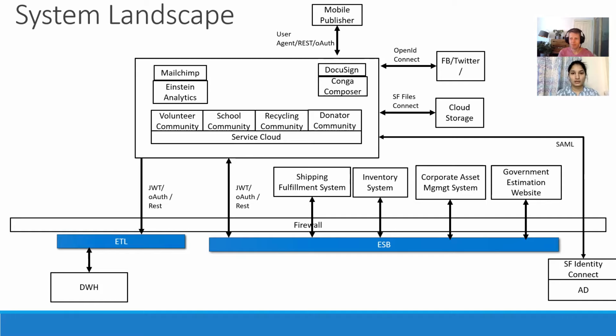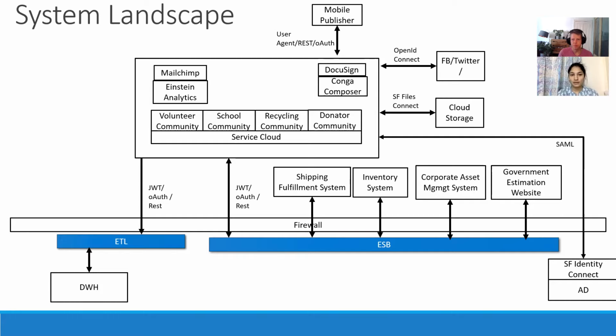So for our company to use a system to deliver the end-to-end requirements, I would suggest Salesforce as the center of the system, wherein we will be hosting our service cloud, which will have a community built on top of it. And those communities would include the volunteer community, schools, recycling, and donator communities. Now, to support these communities on top of this cloud, I will use some extensions in Salesforce. One would be MailChimp for outbound email messages, Einstein Analytics for dynamic reporting requirements. And for my document requirements, I would use Conga Composer and DocuSign.